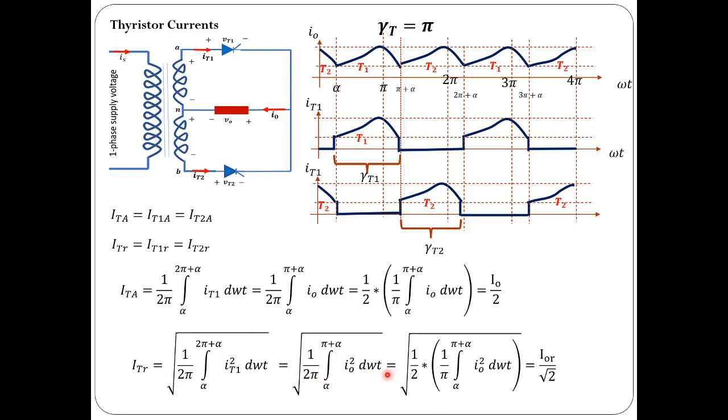If you do that, it is equal to the square root of 1 by 2 into this value, and this is the square of the RMS value of the output current. If you decompose this into two parts, 1 by root 2 into the square root of this value, and the square root of this value is the same as IOR. So it is equal to IOR by root 2. So the thyristor RMS current is the RMS value of the output current divided by root 2. This way one can find the thyristor currents also.